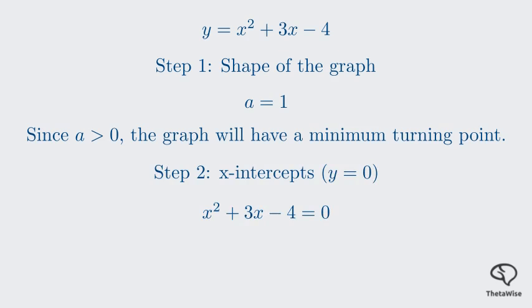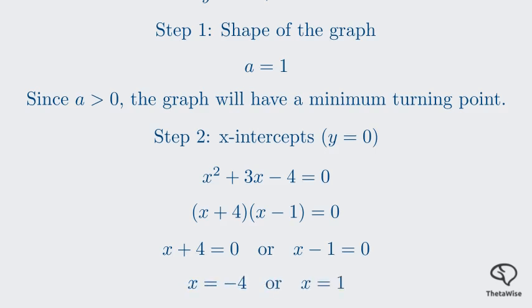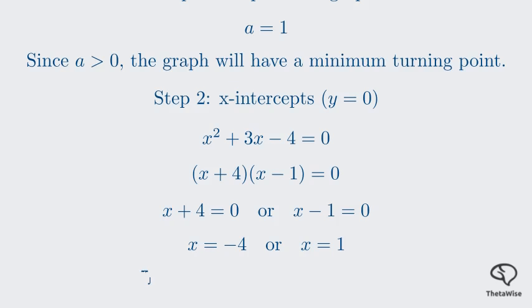Let's solve this by factoring. We need 2 numbers that multiply to negative 4 and add to 3. Those numbers are 4 and negative 1. So we can factor the equation into the form x plus 4 times x minus 1 equals 0. This means that either x plus 4 equals 0 or x minus 1 equals 0. Solving for x gives us x equals negative 4 or x equals 1. Therefore, our 2 x-intercepts are at the points negative 4, 0 and 1, 0.